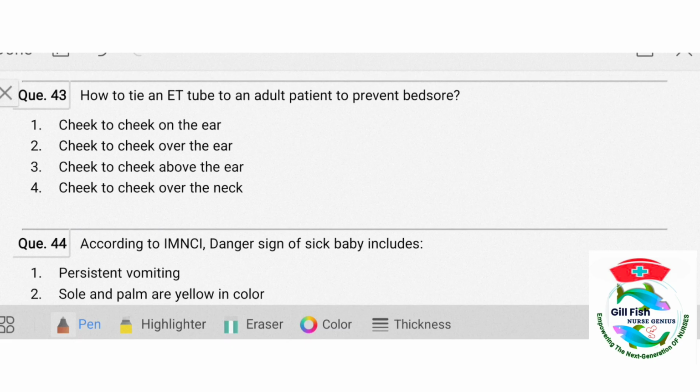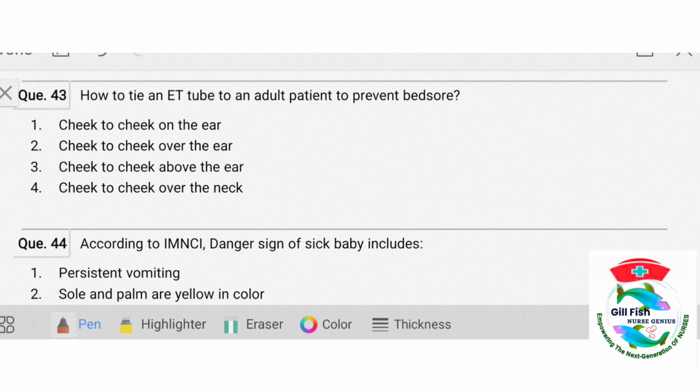How to tie an ET tube on an adult patient to prevent bed sores? Option 1, cheek to cheek on the ear. Option 2, cheek to cheek over the ear. Option 3, cheek to cheek above the ear. Option 4, cheek to cheek over the neck.